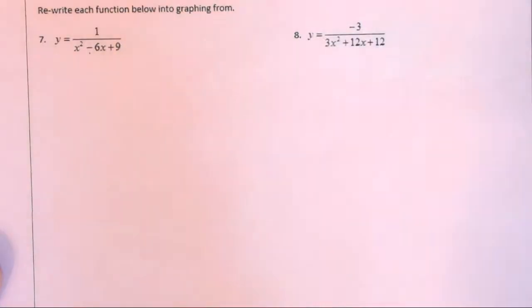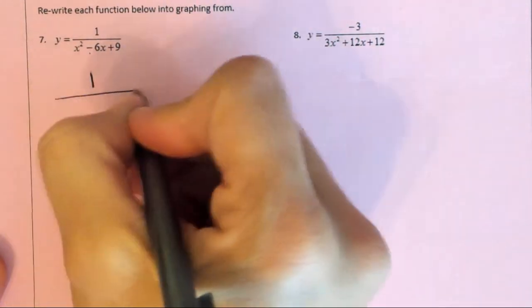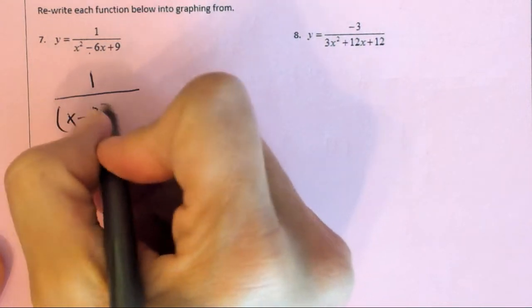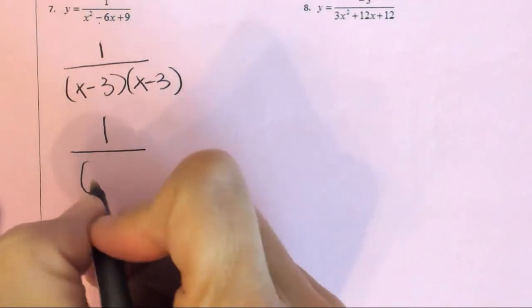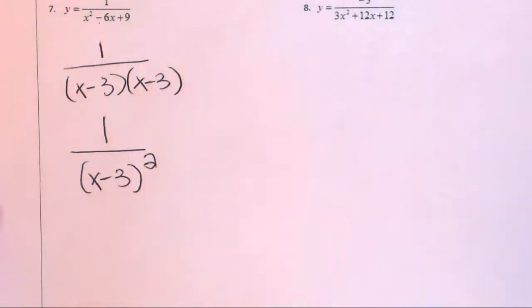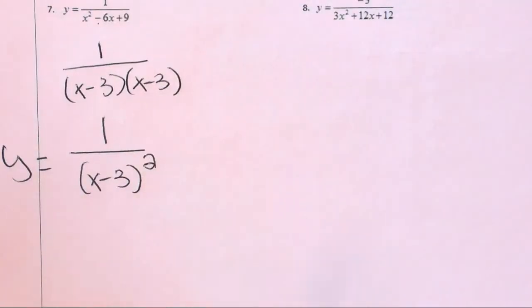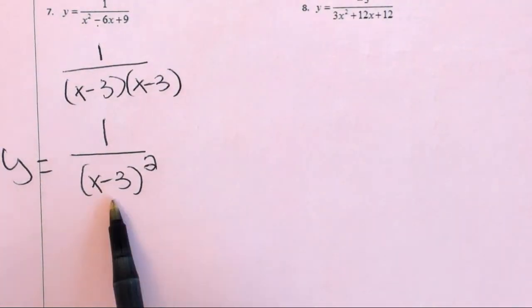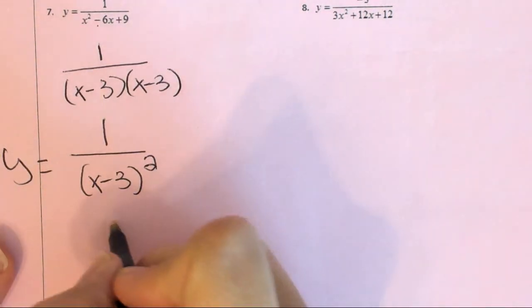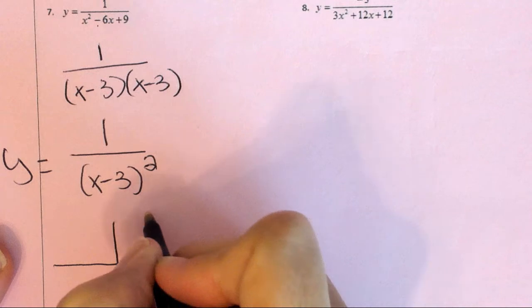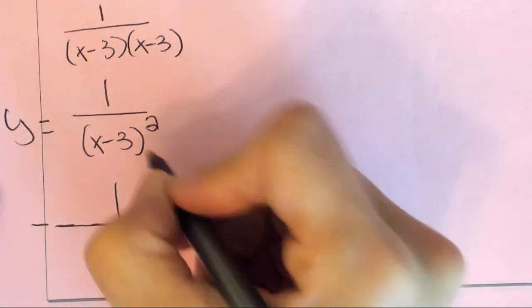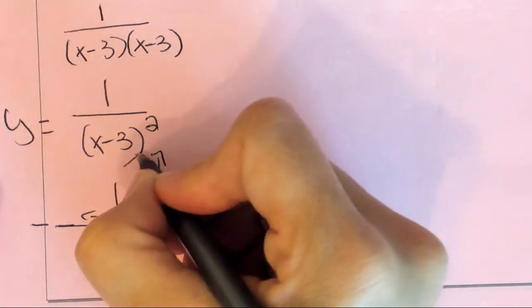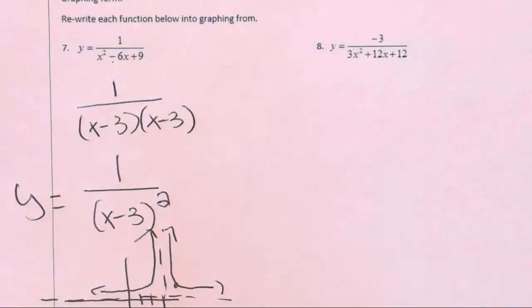So x squared minus 6x plus 9. I know I can factor that to be 1 over (x minus 3)(x minus 3), which I can rewrite as 1 over (x minus 3) squared. Now, if I asked you to graph this, you would know that it's a reciprocal square function, and it's moving to the right 3. So 1, 2, 3, dot, dot, dot, dot, dot. It didn't move up or down at all. It's a reciprocal square, and it's not a reflection. So it would look something like the volcano. So that's not so bad.